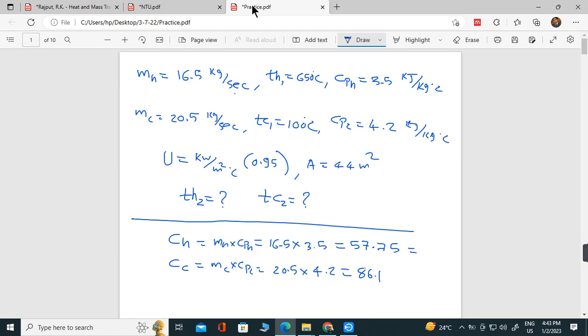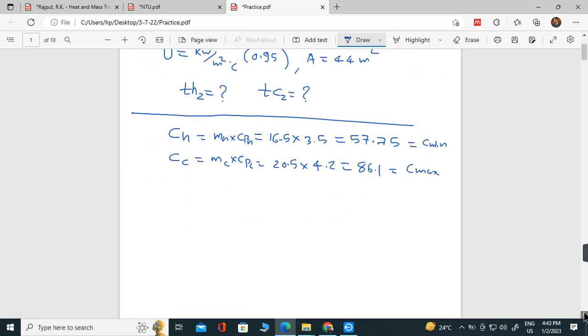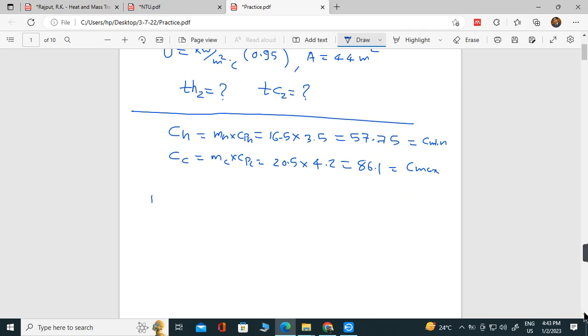तो ये हो गया हमारा. Cmin भी रह जाएगा ना, ये Cmin रहेगा हमारा, बराबर ना, और वो हो जाएगा हमारा Cmax. ये हो गया हमारा Cmax. क्लियर? So this we will have to find out first. Now we will have to find out NTU. अब NTU क्या है हमें पता है. क्या है NTU? UA by Cmin.